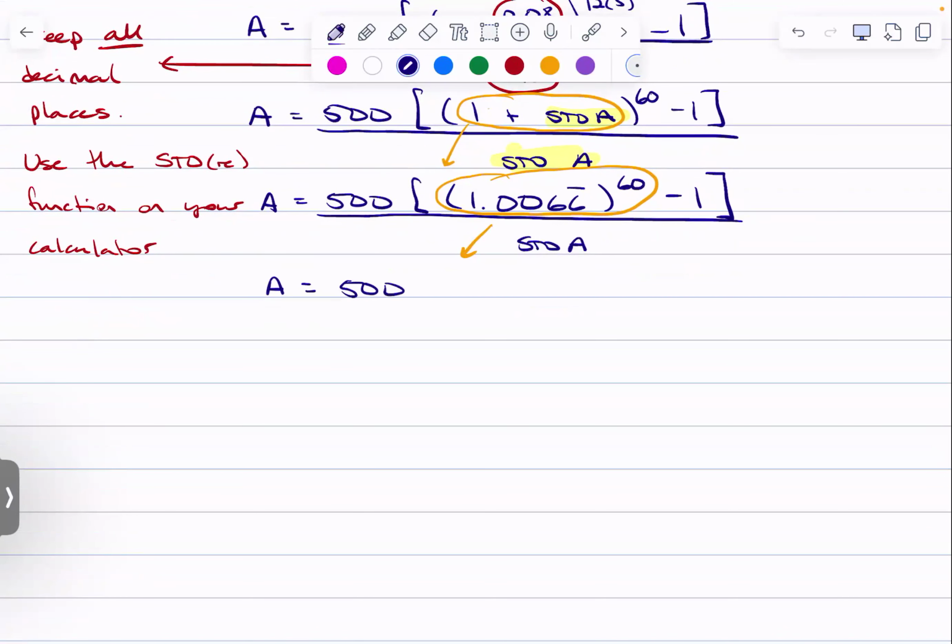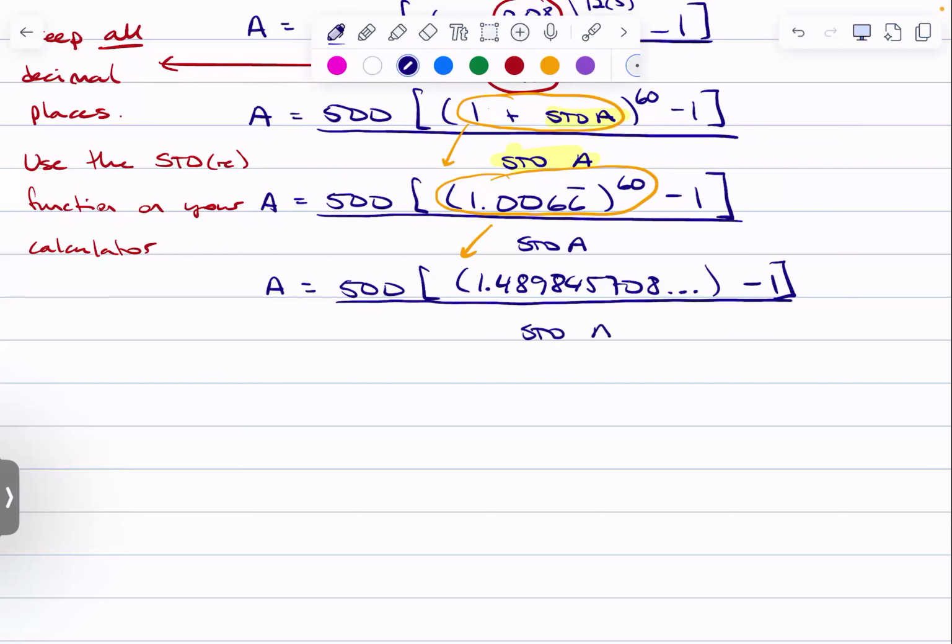still 500 on the outside times 1.48984578... because it does keep going. I can't see anymore, but I'm going to make sure I keep all those decimal places. Then minus 1, divided by whatever is stored in A. Now minus 1 on my calculator.